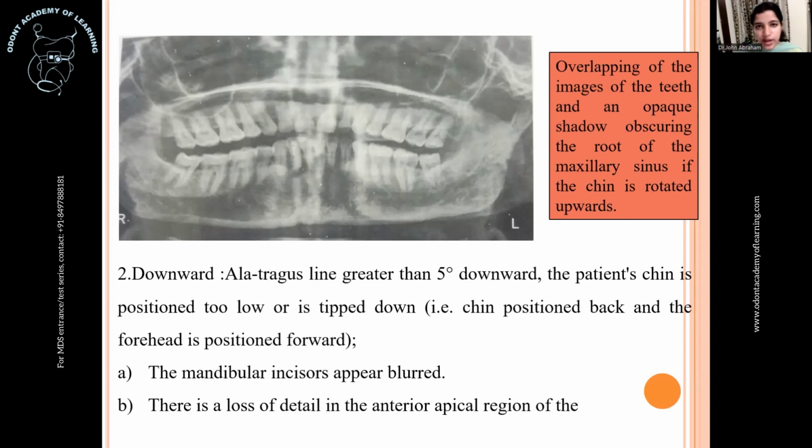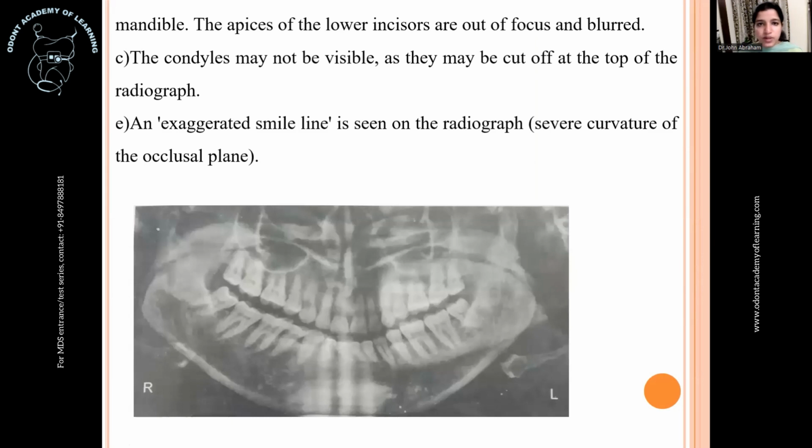So what is it when the patient's chin is placed more downwards, or the alar-tragus line is greater than 5 degrees downwards? The patient's chin is positioned too low, or tipped down. So what are the characteristic features? The mandibular incisors are going to appear blurred, and there's a loss of detail in the anterior apical region of the mandible. There's an exaggerated smile line.